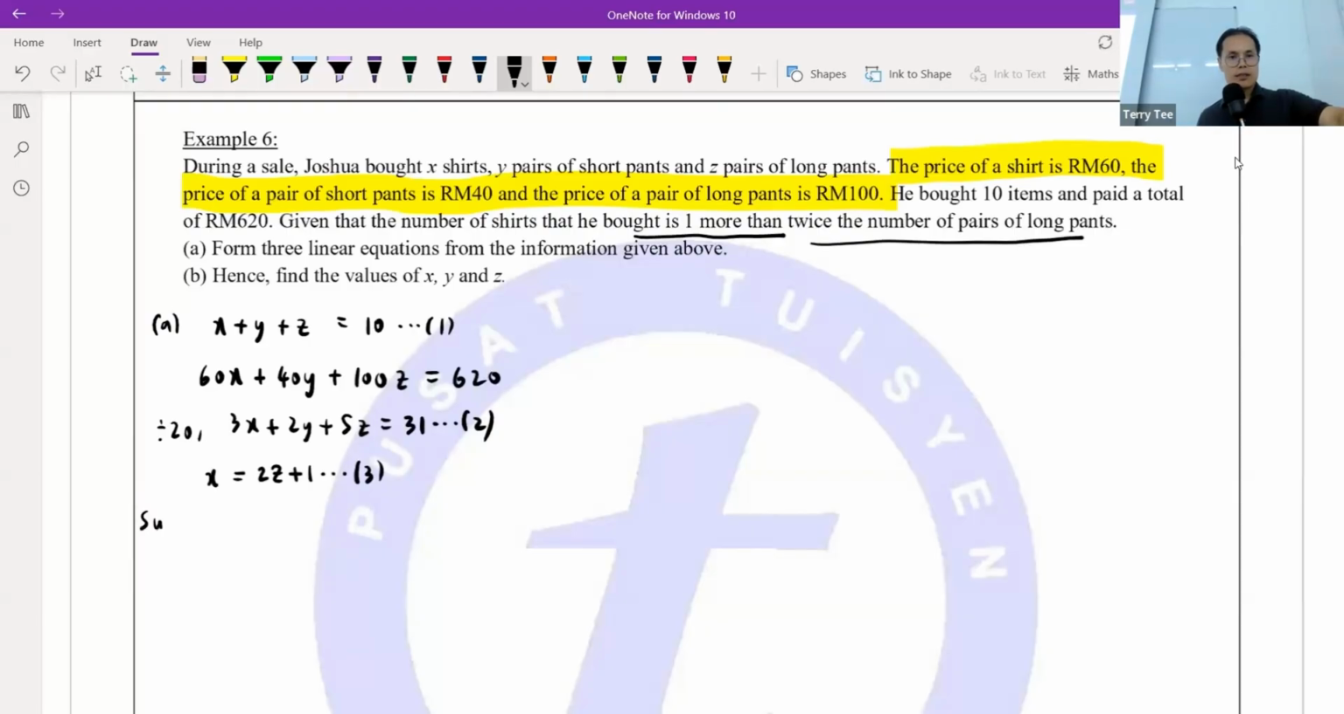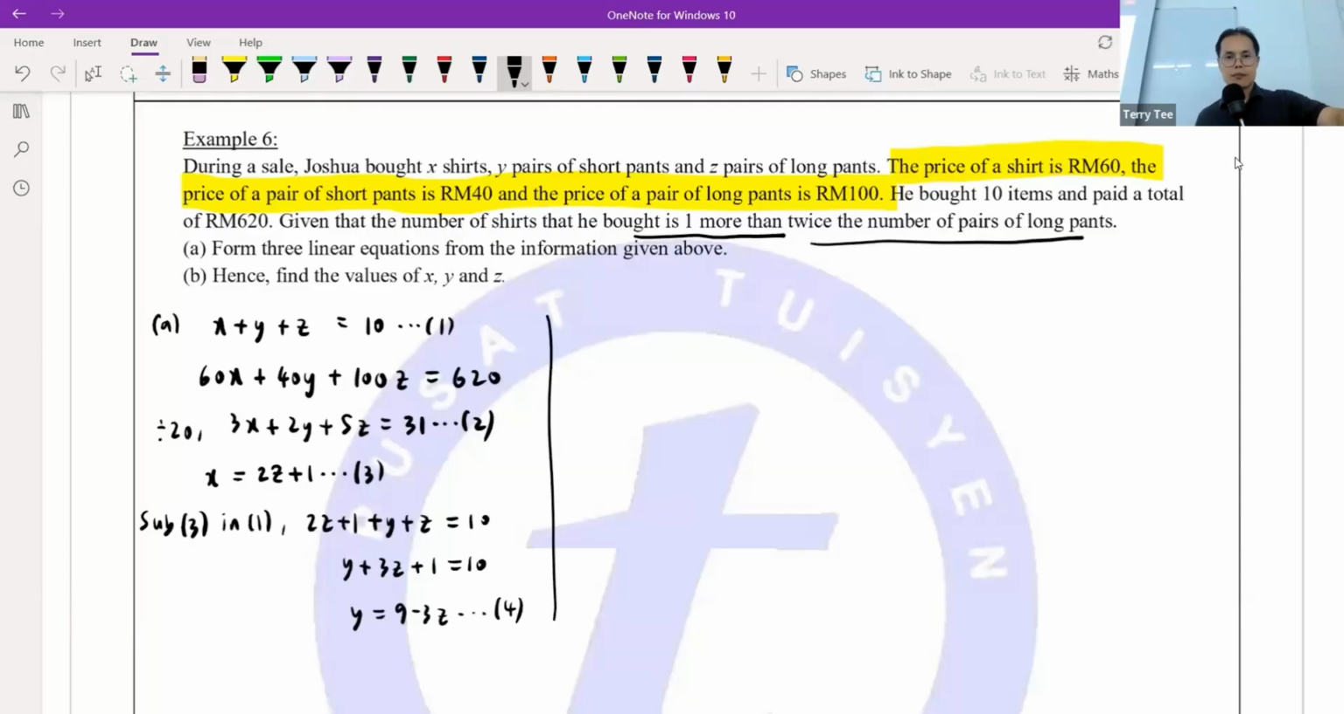Okay, so since in my third equation x is already written as the subject, I think we can straight away sub equation 3 inside equation 1. So my x is 2z plus 1, plus y plus z equals 10. This is y plus 3z plus 1 equals 10. Up to you, I think I can straight away make y the subject. y is 9 minus 3z. Call this equation 4.